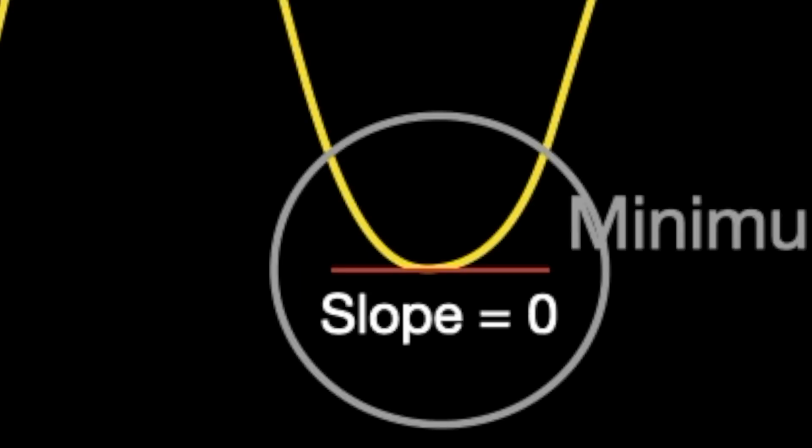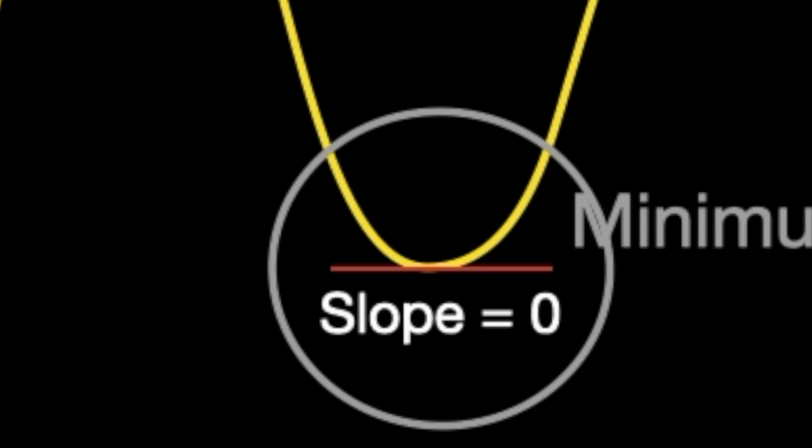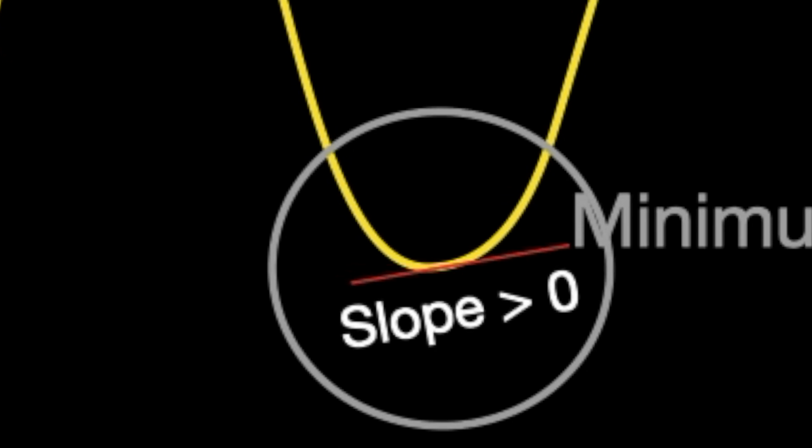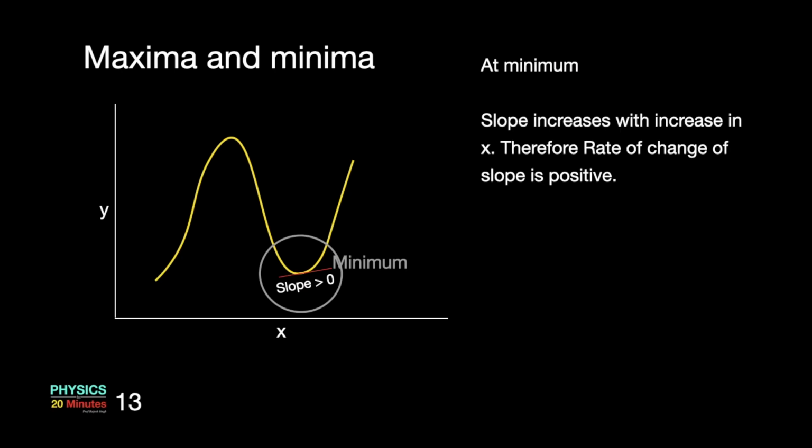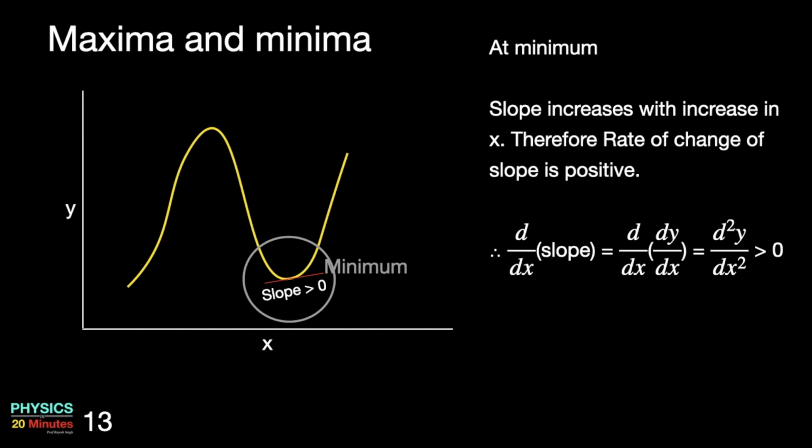Let's have a closer look at the minima point. At the minima point, the slope is 0. As you move slightly ahead of the minima point, you will find that the line tilts in an upward direction and it gets a positive slope. Therefore, at minimum, the slope increases with the increase in x. Therefore, the rate of change of slope is positive. Therefore, the second order derivative or the derivative of the slope d2y by dx square is greater than 0 or positive. Such an extremum point where the second order derivative is positive will always be a minimum point.